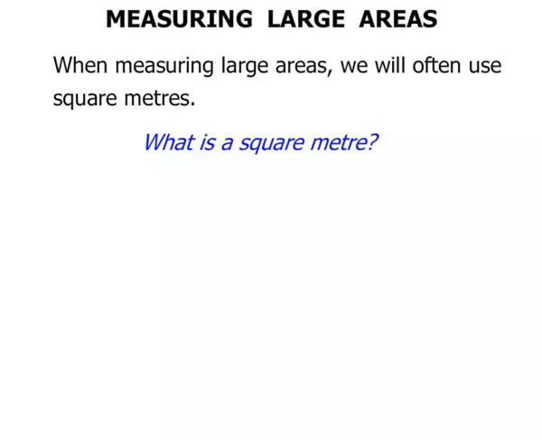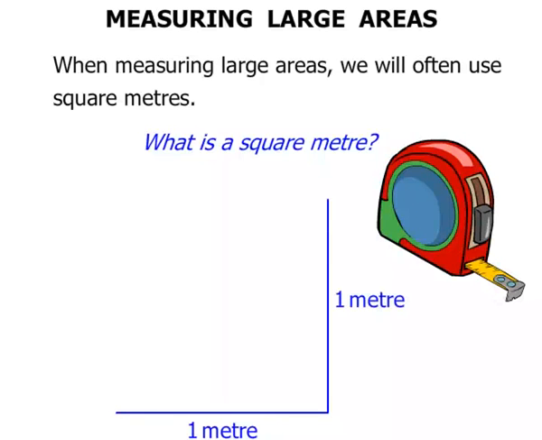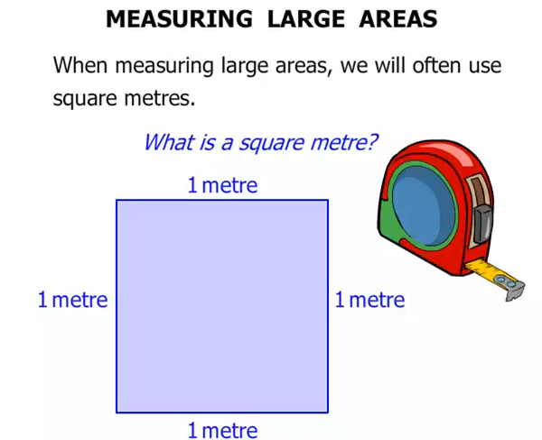Well, this is something you could do on the floor with a measuring tape. If you were to get the measuring tape, measure out 1 meter up there, 1 meter across, and complete the square, that area is known as 1 square meter. And we can rewrite that in a shortened form, 1 meter squared. The m with a little 2 there, that's a square, 1 meter squared.